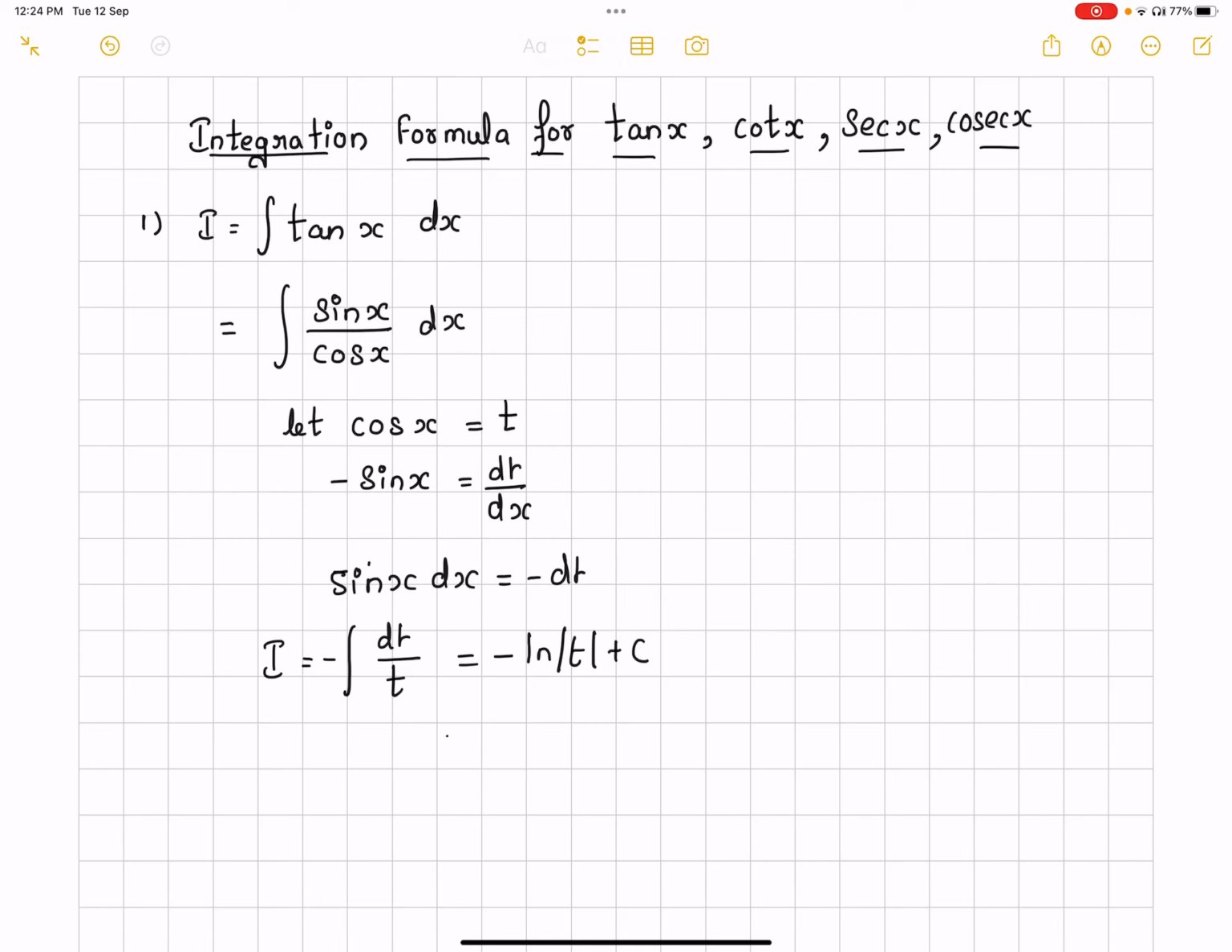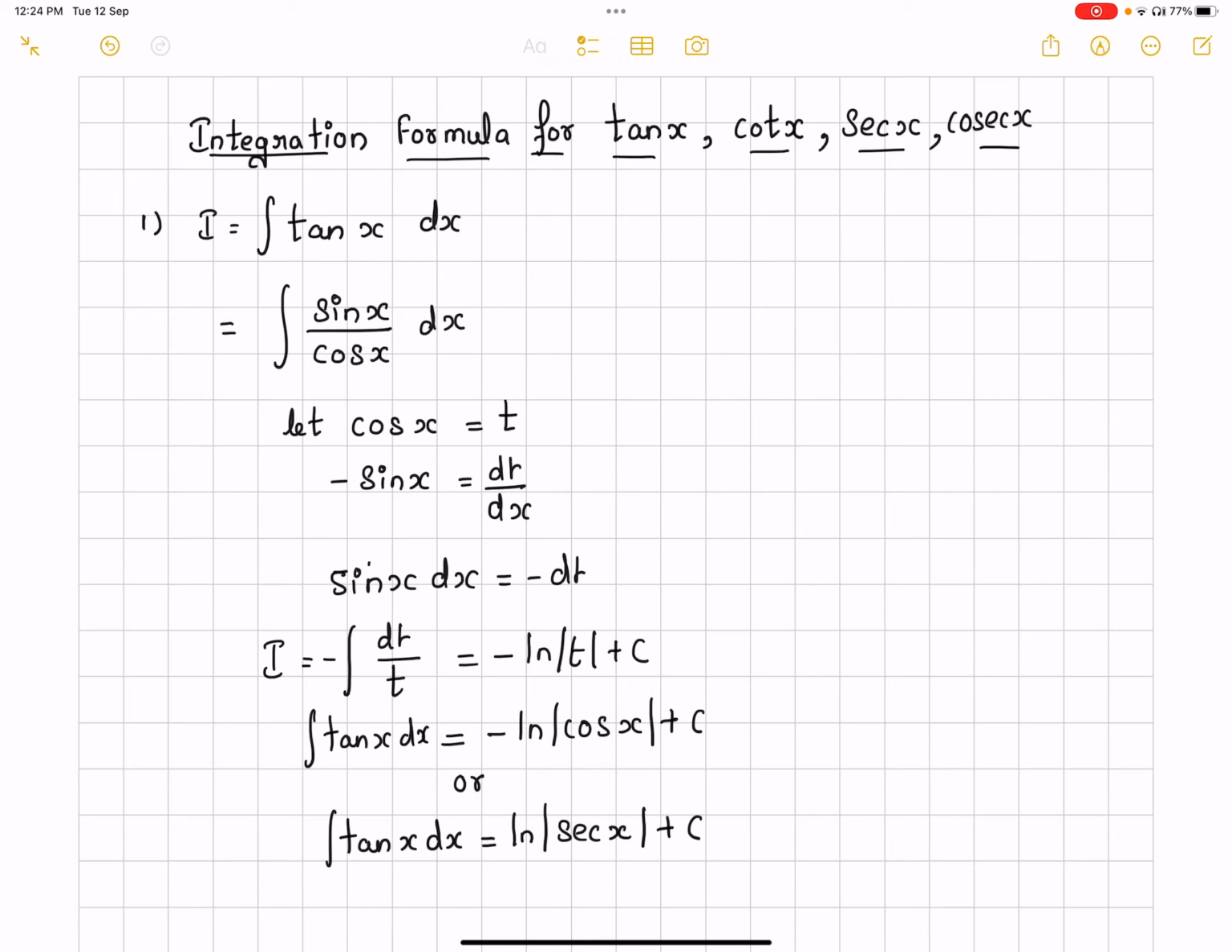What is your t actually? It is minus ln of cos x plus c. So this is going to be integral tan x dx, or this can also be written as integral tan x dx is equal to ln of secant x plus c.